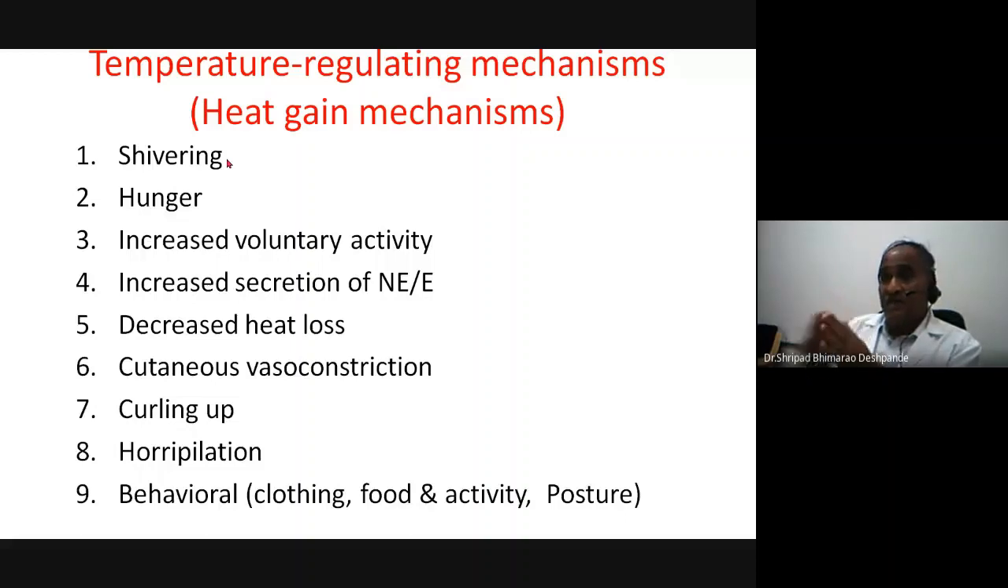That is happening. That is norepinephrine and epinephrine, so they will increase the blood pressure. You become tense. The muscle tone is increased, and so on. So that would produce the heat gain.